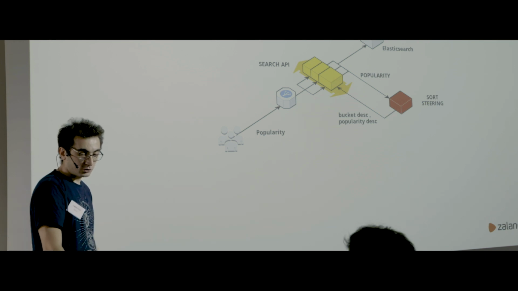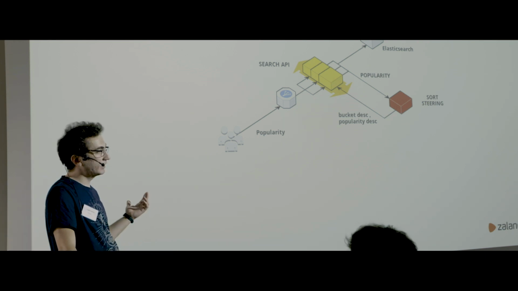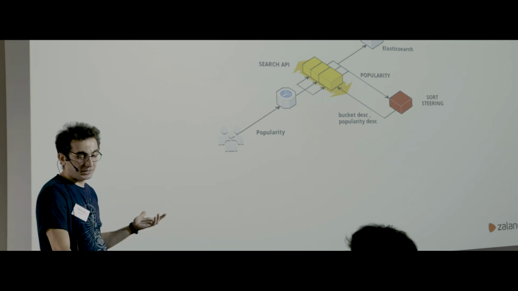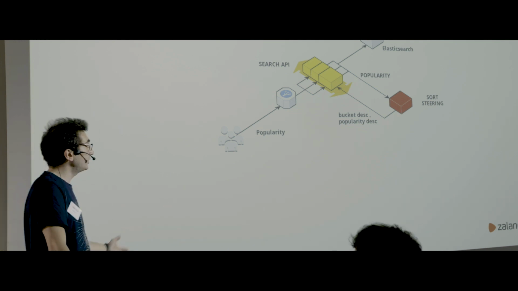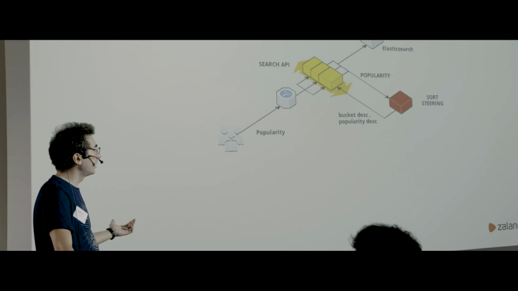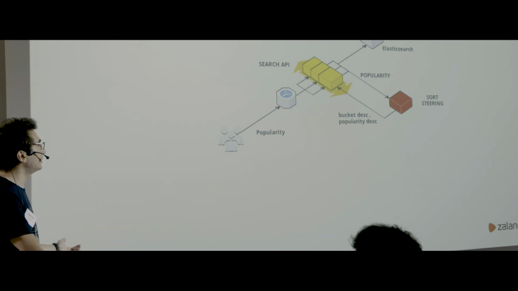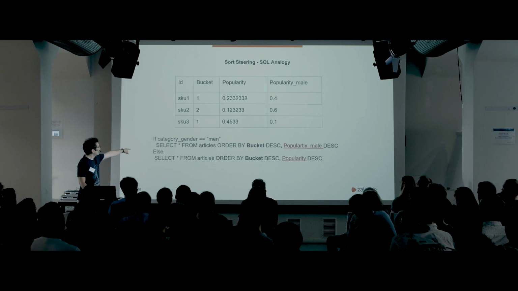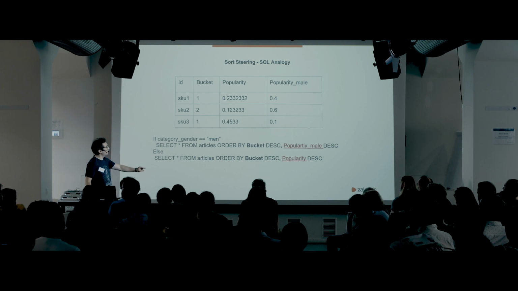So in its essence, sort steering is a rule engine. It matches a search context with a rule and picks the respective rule for sorting. And the good thing is new rules can be added dynamically, and you can also add new matchers with these rules. Don't worry, I will show you an example of the rule. So let's remind: category gender man, and we are using popularity male, and for else we are using popularity.